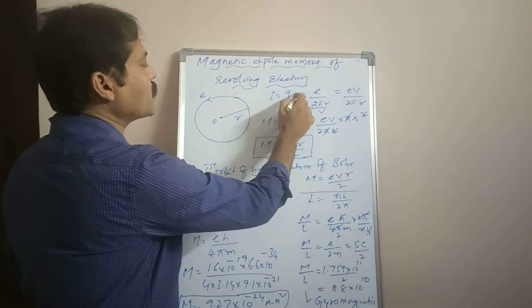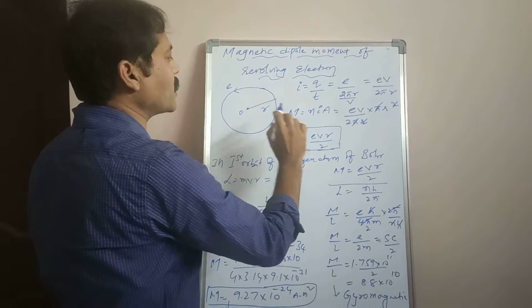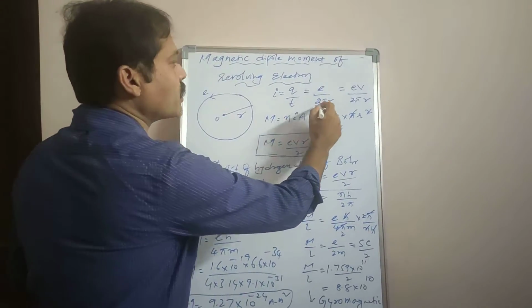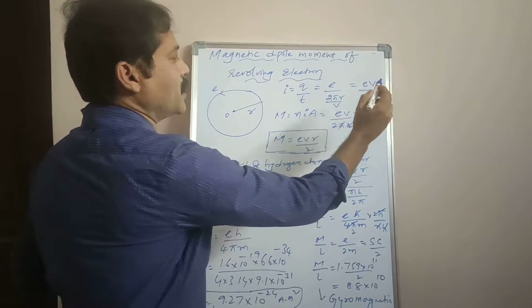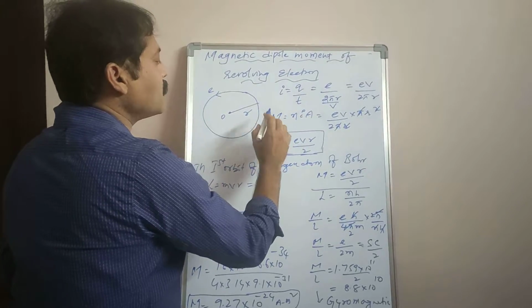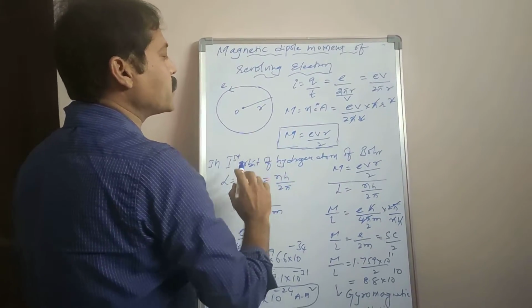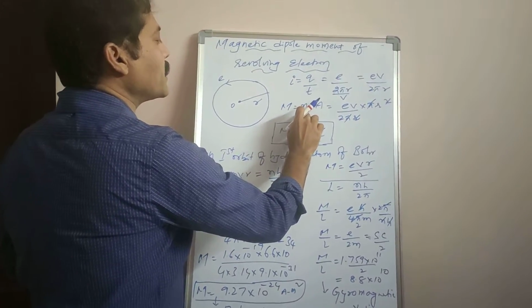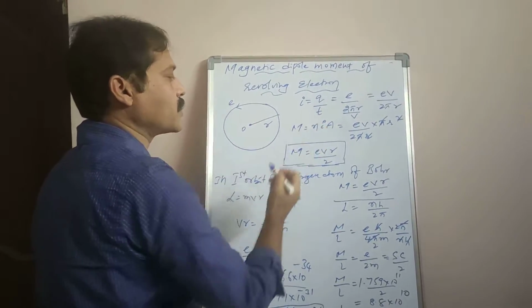The charge of the electron Q is represented by small e, and the time taken to complete one revolution is 2 pi r by v. Taking v to the numerator, you will get I is equal to ev by 2 pi r. Then magnetic moment: in the previous topic we learned that the magnetic moment is given by NIA.